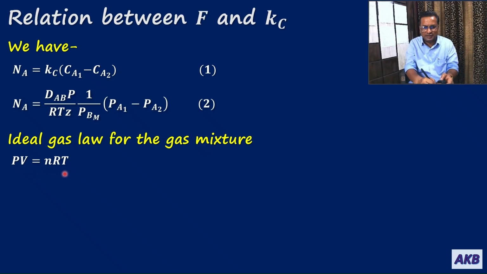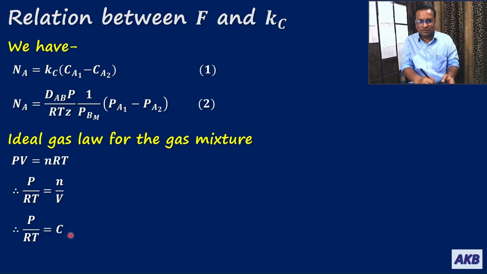PV is equal to nRT, where P is pressure, V is volume, n is total number of moles, that is moles of A plus moles of B, R is the gas constant, and T is the temperature. So from this I can write P upon RT is equal to n upon V, moles per unit volume. And moles per unit volume is nothing but total moles per unit volume, it is nothing but total molar concentration. That is, in equation number 2, P upon RT can be replaced with C. C is total molar concentration, moles per unit volume.